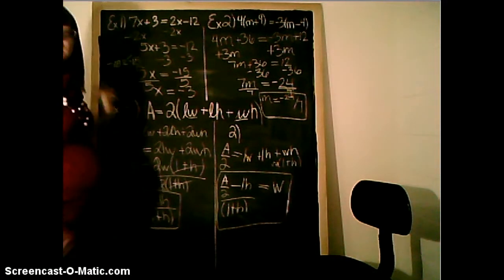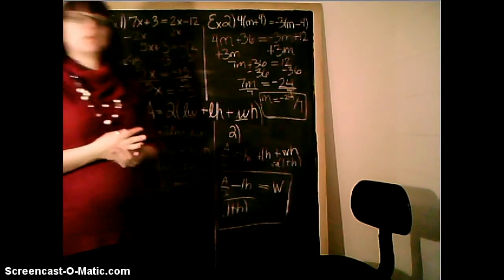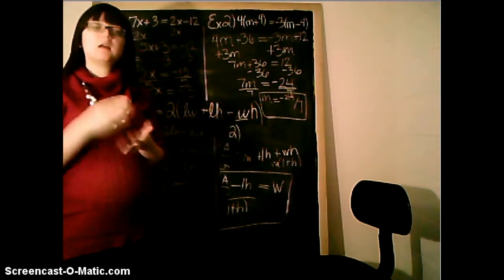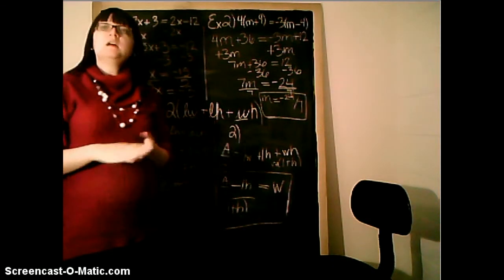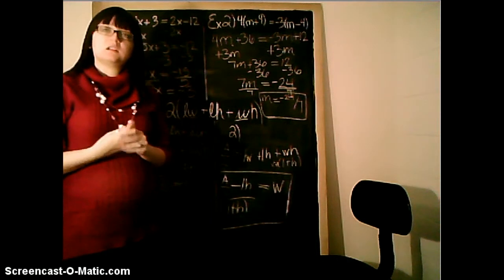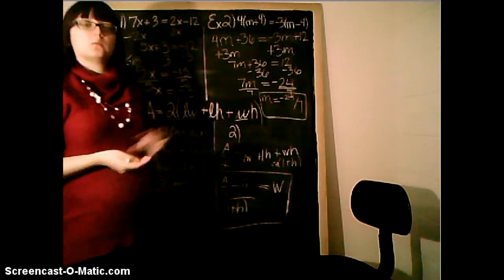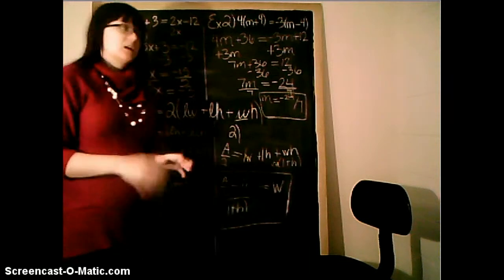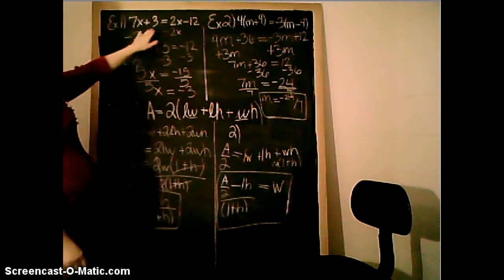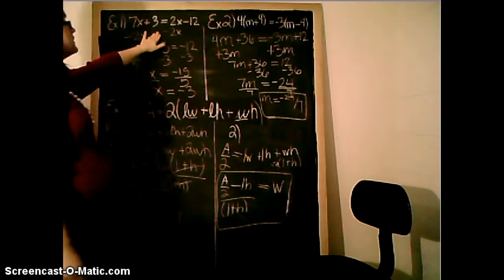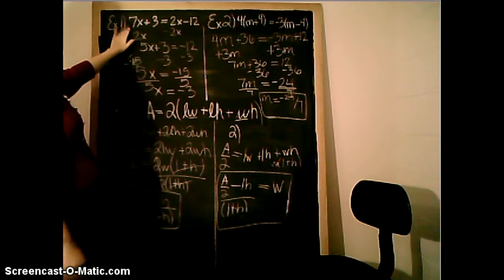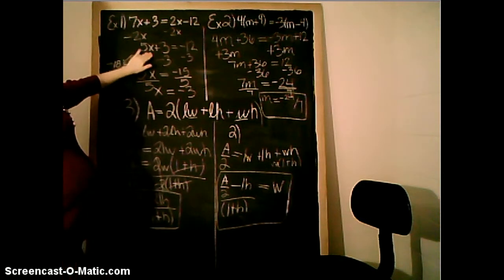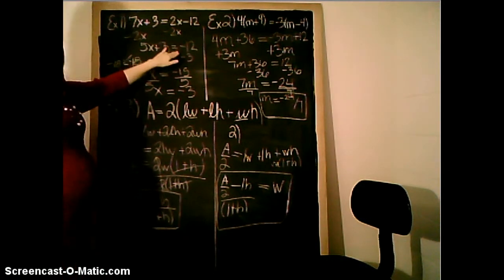The first thing we want to do when we're solving these kind of problems is make sure that you get x's on one side and the other side doesn't have any variables on it. So in this problem, we want to get x's on one side and non-x's on the other side. So the first thing we're going to do is subtract the 2x over to this side. So we get 5x plus 3 equals negative 12.